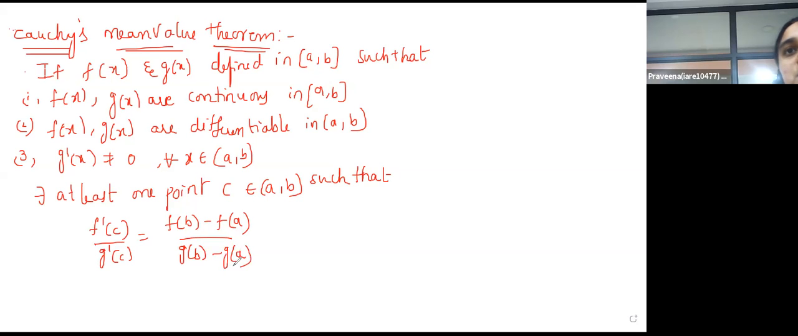Note down the statement, same as Lagrange's and Rolle's theorem. It is continuous and differentiable, and g dash of x is not equal to 0. For that, at least one point c belongs to a comma b such that f dash of c by g dash of c is equal to f of b minus f of a by g of b minus g of a. There is no geometrical interpretation of this. Okay, directly I'll start the first question from the Cauchy's. Note down the statement all.